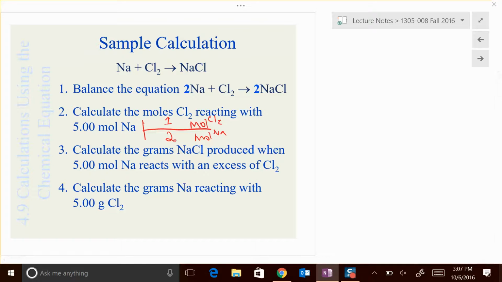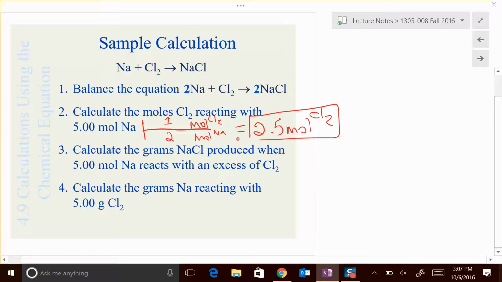2 moles of sodium for 1 mole of chlorine. That's the relationship here, right? So 5 divided by 2, and I get 2.5 moles of Cl2. Okay? That's as easy as it gets. Doesn't get much easier than that.